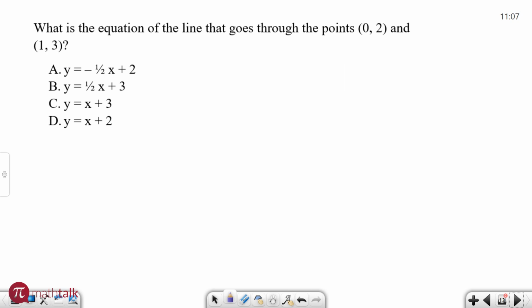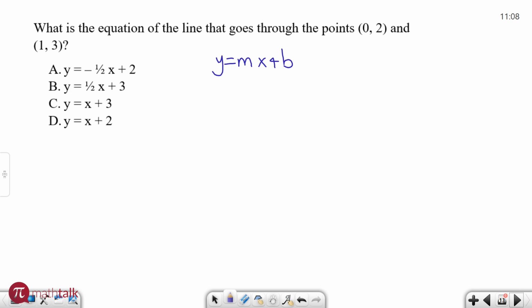This time we have an equation, and we have some answers as multiple choice. What is the equation of the line that goes through the points (0, 2) and (1, 3)? All of our solutions to choose from are in slope-intercept form, which is nice. It makes it a little bit easier, which is y equals mx plus b.